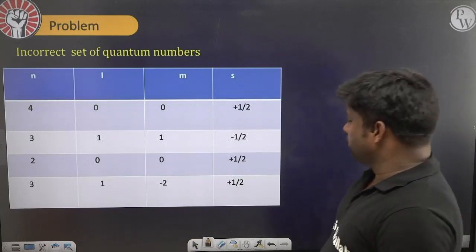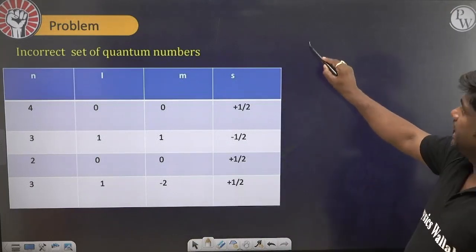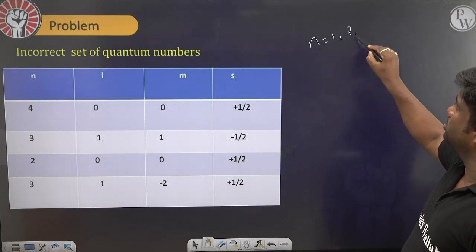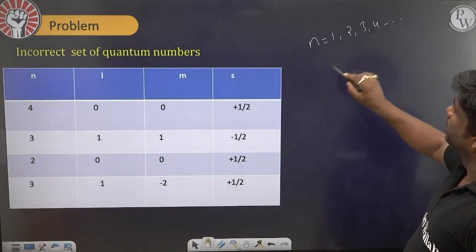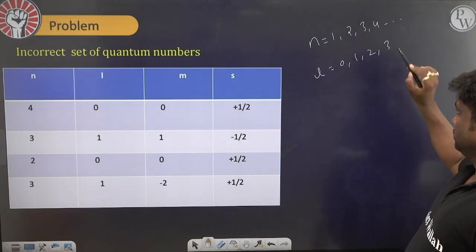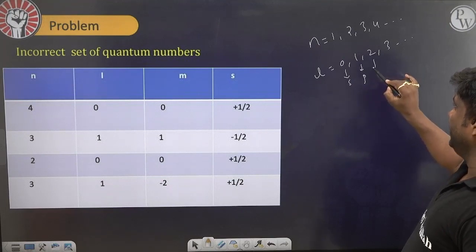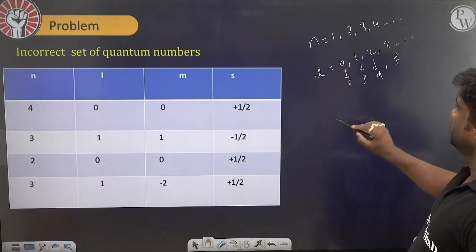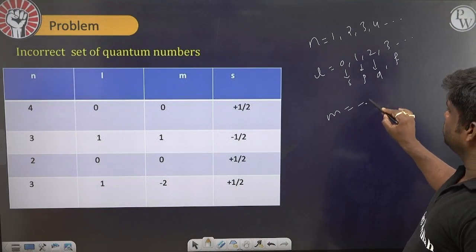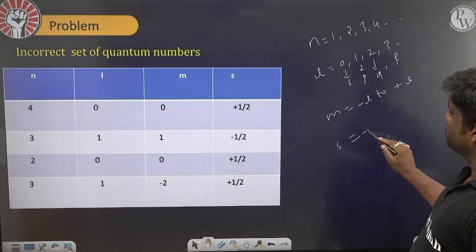Incorrect set of quantum numbers. See, N value will be 1, 2, 3, 4, and so on. L value will be 0, 1, 2, 3 and so on, 0 means S, then P, D and F. M value will be equals to minus L to plus L. S may be plus half and minus half.